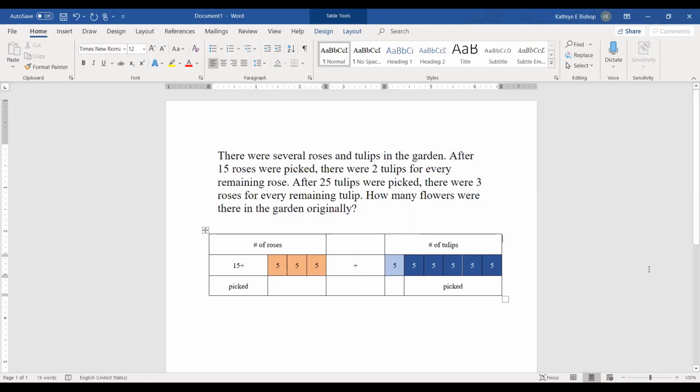And could you, below the table, write down what your final answer is? Yeah, sure. Let me make my font a little bit bigger so it's easier to see. So 60 flowers total originally, 30 roses.